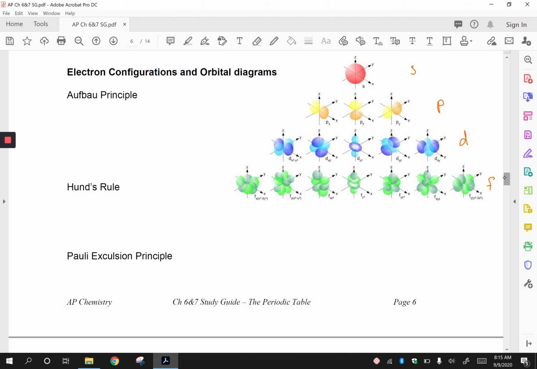So let's talk about Aufbau diagrams or orbital diagrams, they're the same thing, or electron configurations. Whether you're drawing an Aufbau diagram or an orbital diagram or electron configuration, you are basically showing the distribution of electrons among the orbitals of an atom. So both of these show the distribution of electrons among the orbitals in an atom.